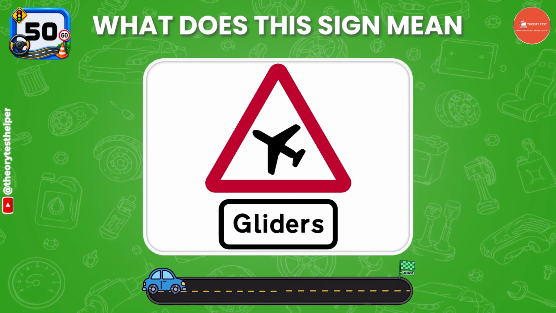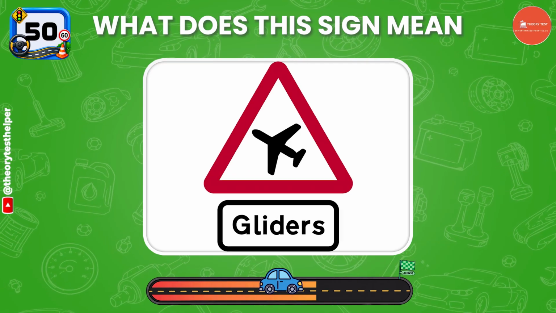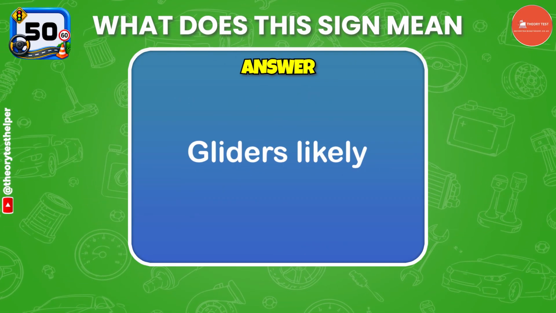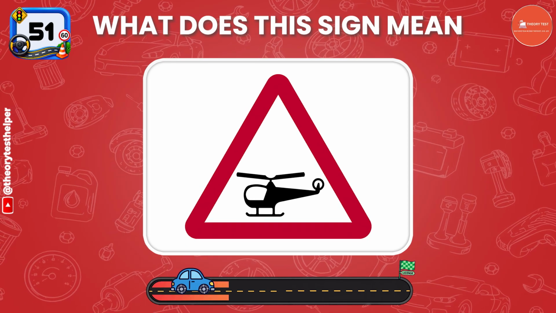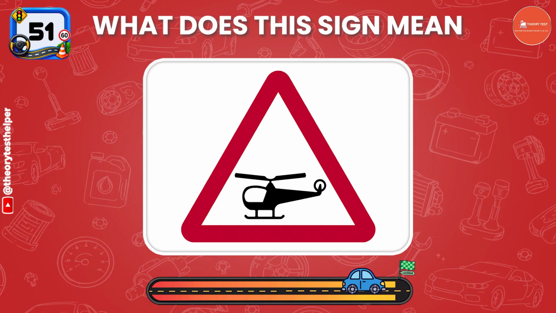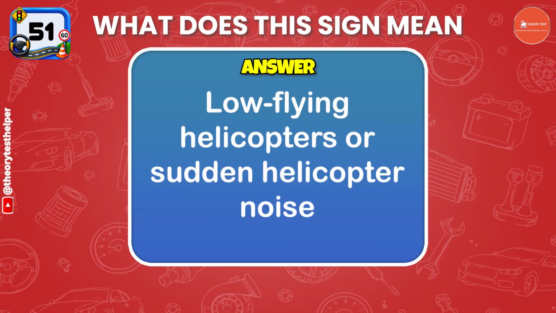What type of aircraft operates near this sign? Gliders likely. What does this aviation warning sign mean? Low-flying helicopters or sudden helicopter noise.